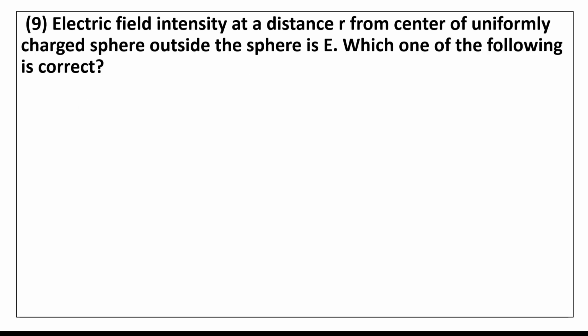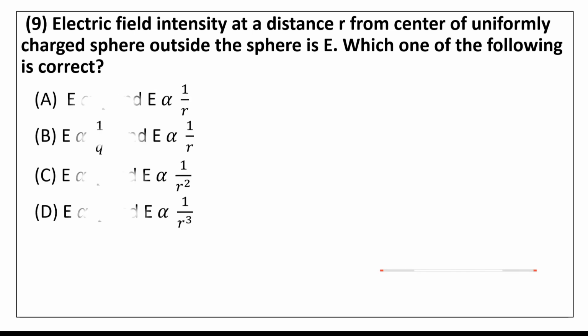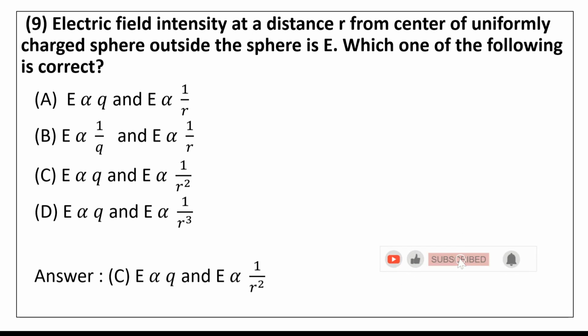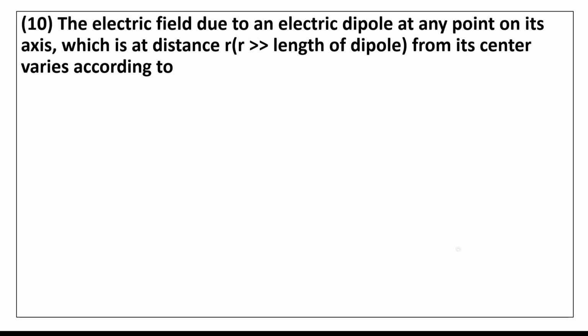Next, ninth question. Electric field intensity at a distance r from center of a uniformly charged sphere, outside the sphere, is E. Which one of the following is correct? This question is directly from the equation only. So option C is correct, where electric field is directly proportional to the charge and inversely proportional to square of the distance between them.